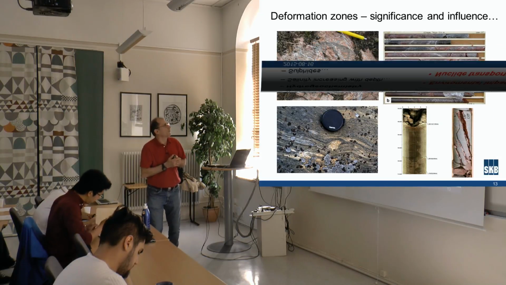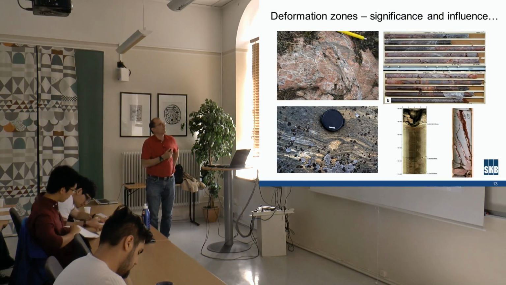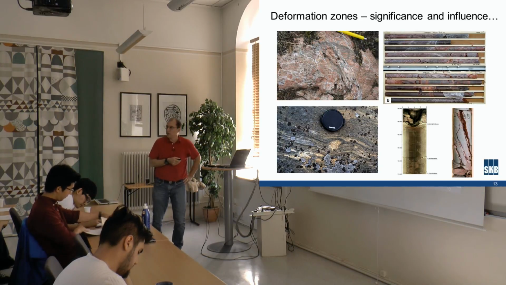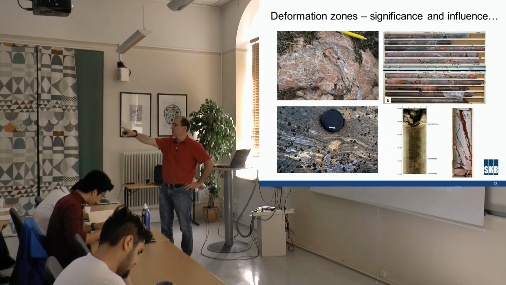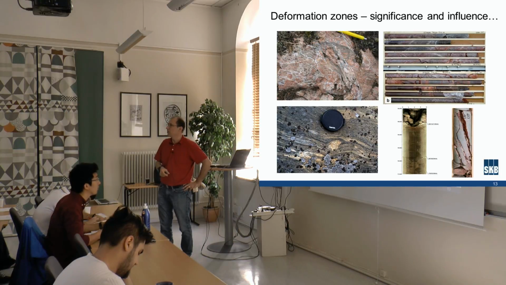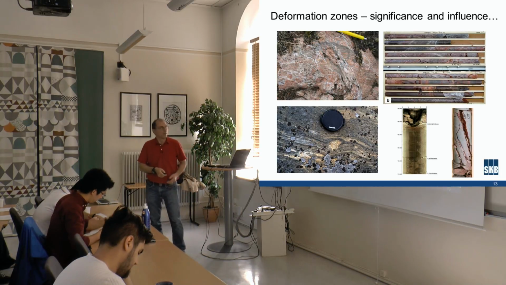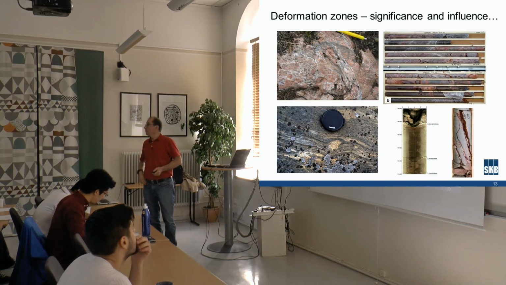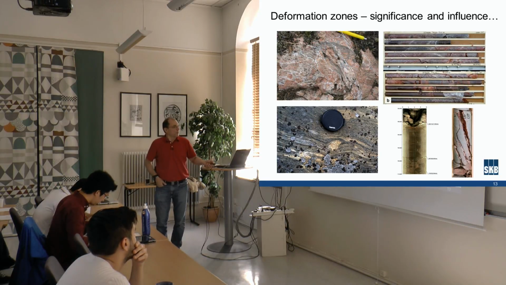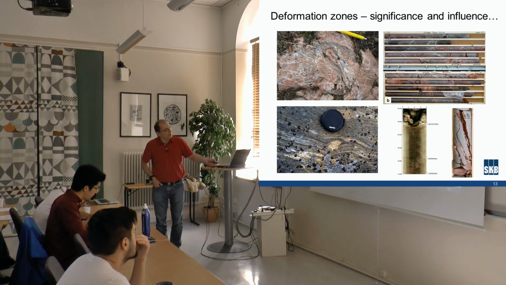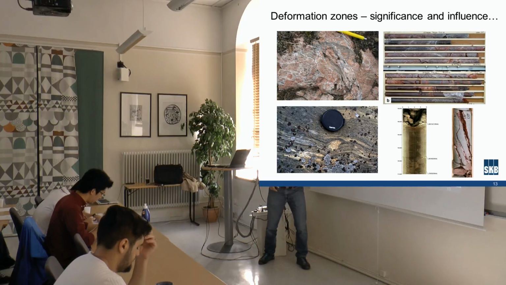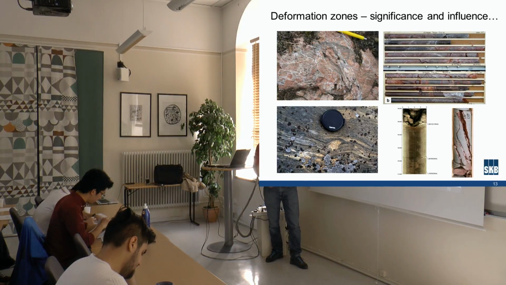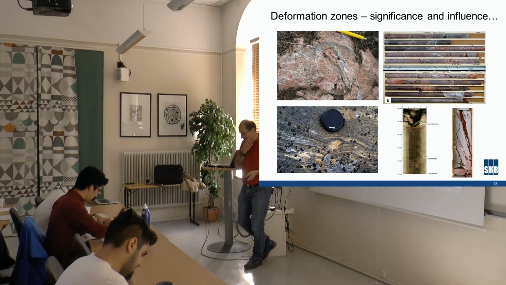So I'm going to talk about the deformation zones, the significance and influence of the zones. Can you see the images over there? Is it easy to see in the back? Can you see what's happening up here? Can you see that this rock is gneissic? You see bands over here, black and white bands.